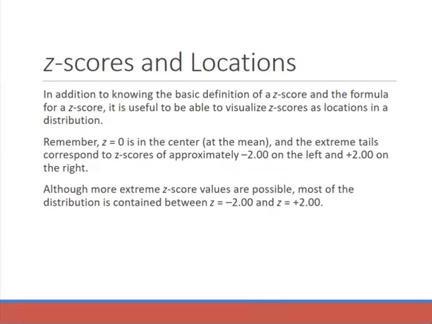So as descriptive statistics, Z-scores describe exactly where an individual is located. So we remember that Z equals 0 at the center, at the mean, and the extreme tails correspond to Z-scores of -2 or +2, right? So if we know an individual's Z-score, we can visualize where they are on the distribution. And again, it's possible to have Z-scores beyond -2 or +2, but it's extremely unlikely.